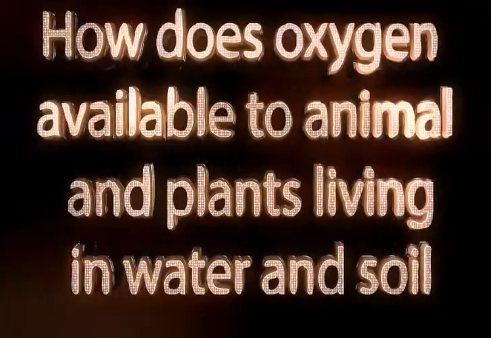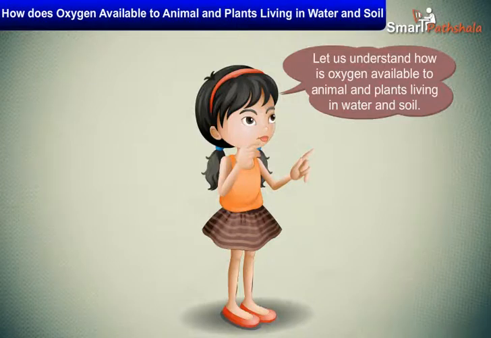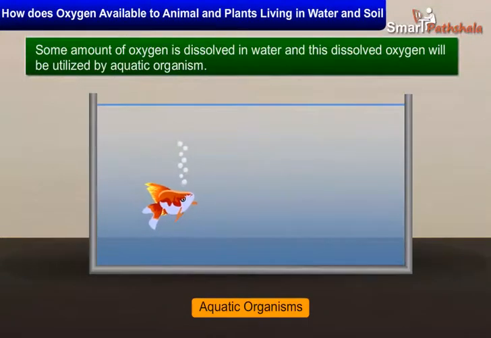How is oxygen available to animals and plants living in water and soil? As we learnt in the previous modules, all organisms require oxygen for their survival, including aquatic organisms. In this module, let us understand how oxygen is available to animals and plants living in water and soil. Some amount of oxygen is dissolved in water, and this dissolved oxygen will be utilized by aquatic organisms.